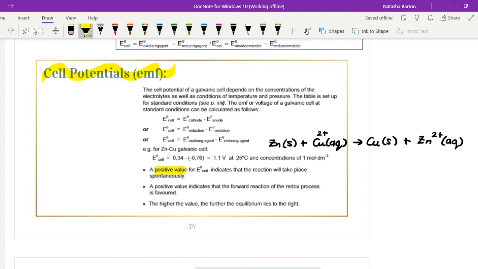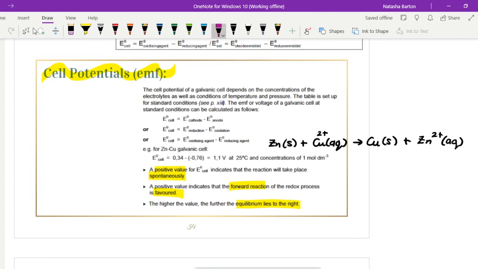If you end up with a positive value for your overall cell potential, it indicates that the reaction will take place spontaneously on its own. It also says that the forward reaction is favored. And it says that the equilibrium lies to the right. So these are just a few things to take note of if you get a positive value.